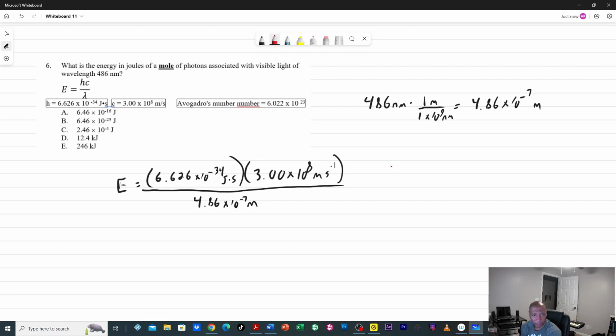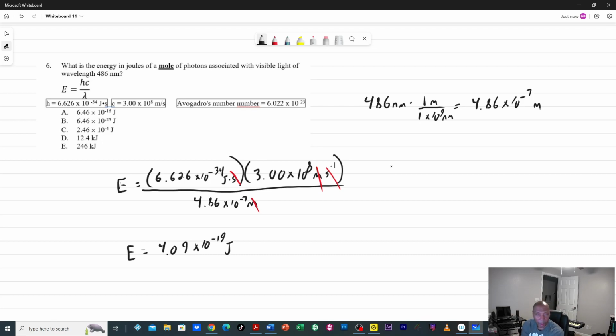Now, of course, I have meters in the denominator and meters in the numerator. They cancel out. I have reciprocal seconds. And I'm going to go ahead and find the energy. So energy is equal to 6.626 times 10 to the -34 times 3 times 10 to the 8 divided into 4.86 times 10 to the -7. That is 4.09 times 10 to the -19 joules.